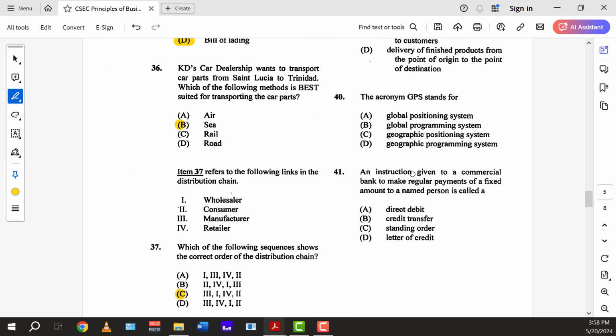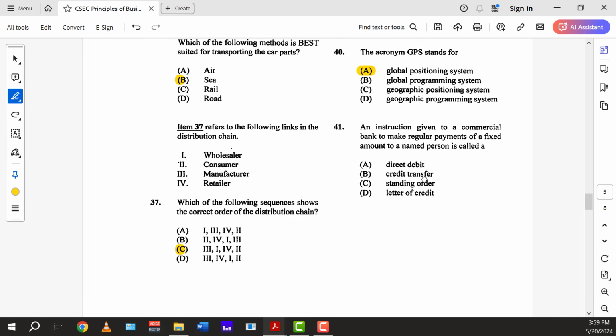Number 40. The acronym GPS stands for Global Positioning System. 41. An instruction given to a commercial bank to make regular payments of a fixed amount to a named person is called a direct debit, B. Credit transfer, C. Standing order, or D. Letter of credit. The best answer is a standing order.